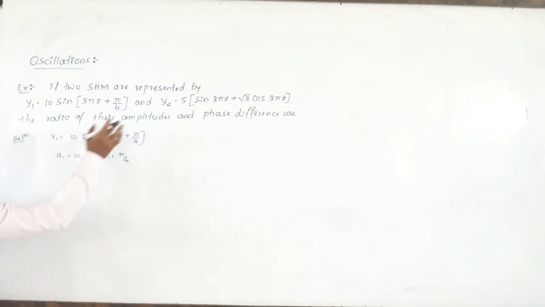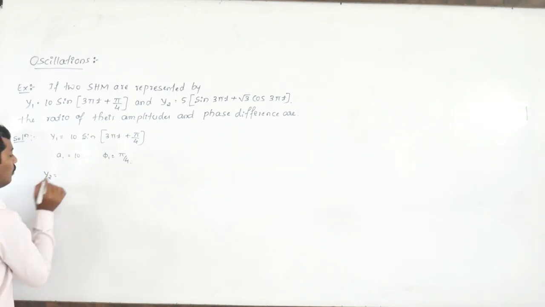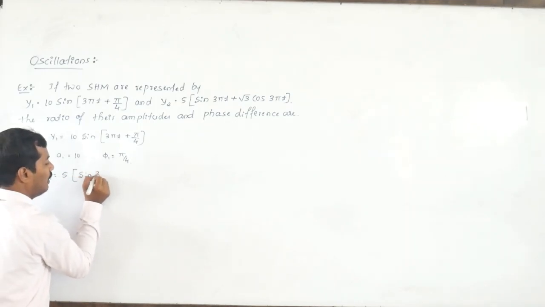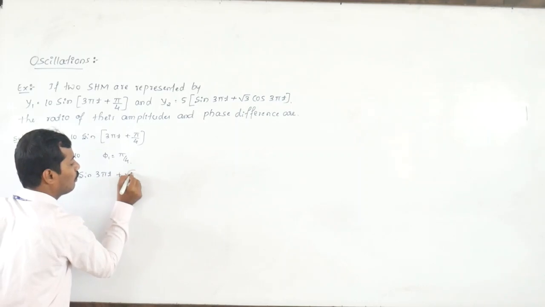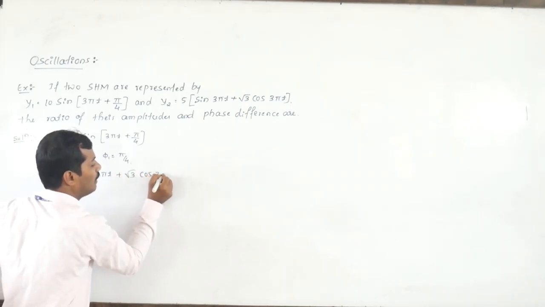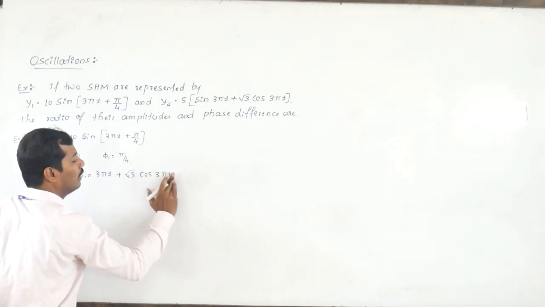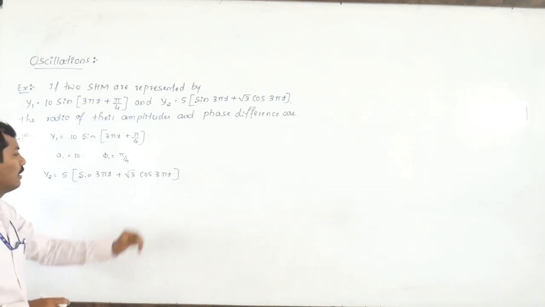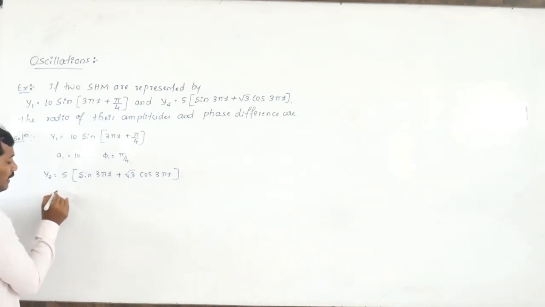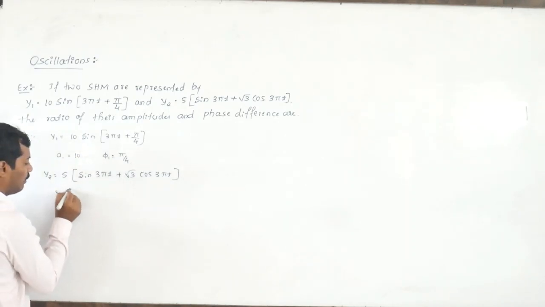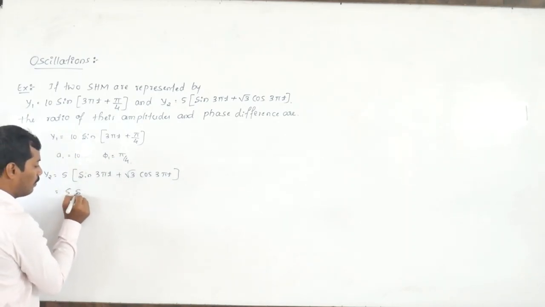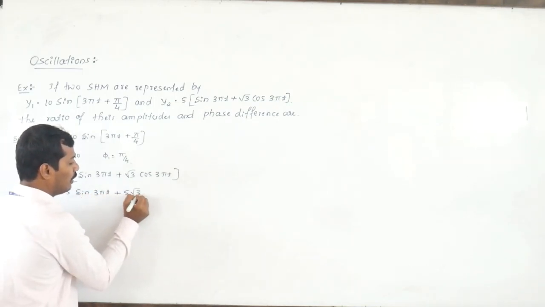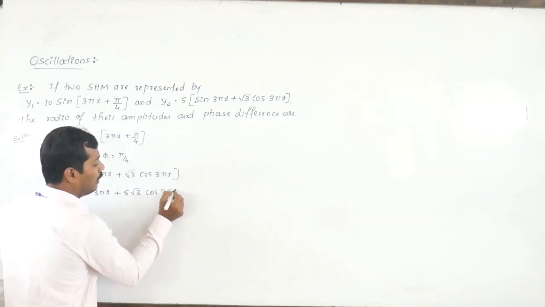This is about the first equation. The next equation is y2 equals 5 into bracket sin(3 pi t) plus root 3 cos(3 pi t). The angles of these two harmonic functions are the same, 3 pi t. Expanding the bracket, this equation becomes 5 sin(3 pi t) plus 5 root 3 cos(3 pi t).